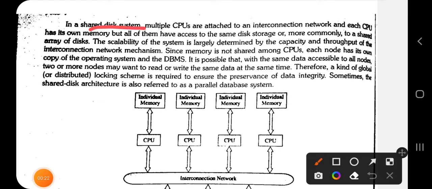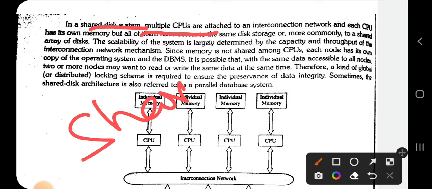Shared disk system. It is very similar to the previous one, where you will have multiple CPUs connected through an interconnection network. But here we will not have any shared memory. Shared memory means main memory that is within the CPU only. They won't pass through a shared memory, and they will not have a common DBMS. This is the main difference.